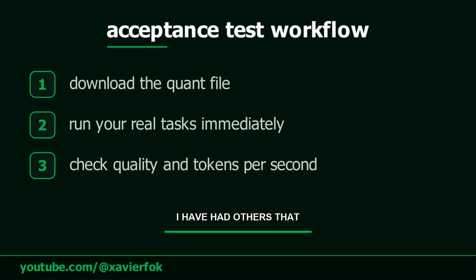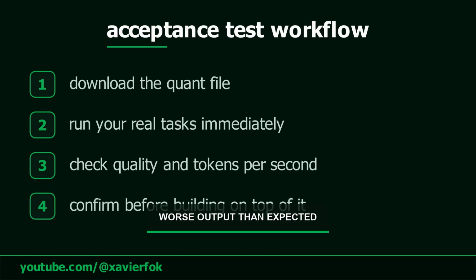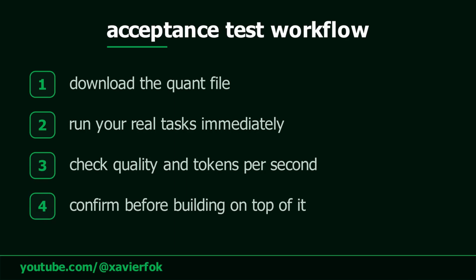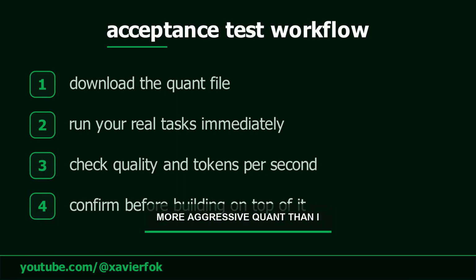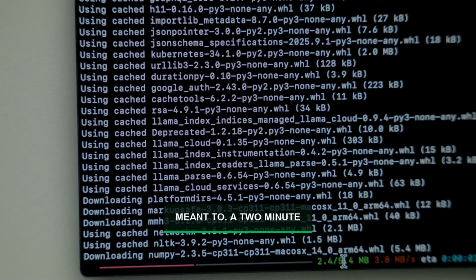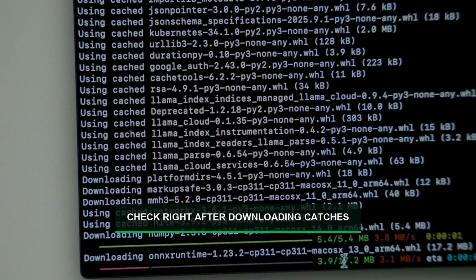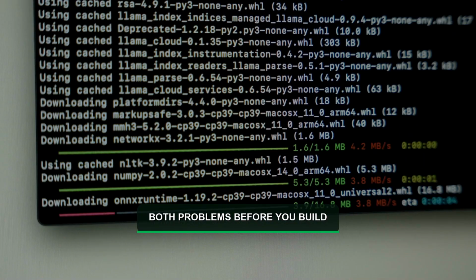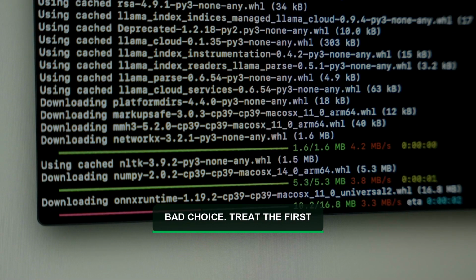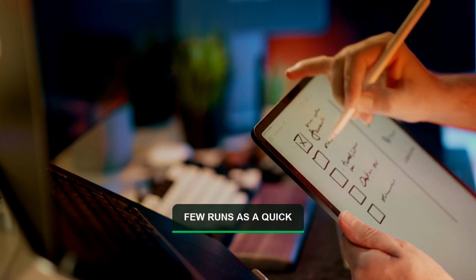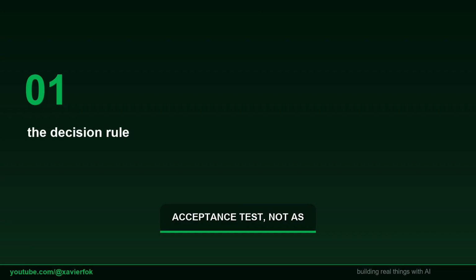I have had others that loaded but produced subtly worse output than expected because I had grabbed a more aggressive quant than I meant to. A 2-minute check right after downloading catches both problems before you build anything on top of a bad choice. Treat the first few runs as a quick acceptance test, not as production.